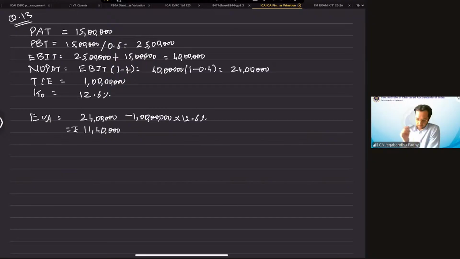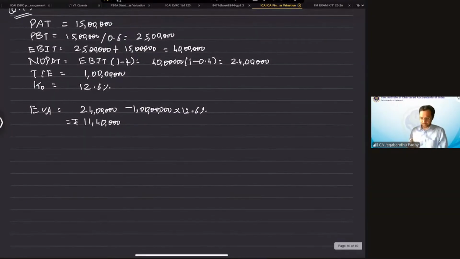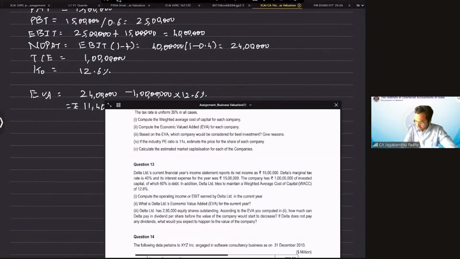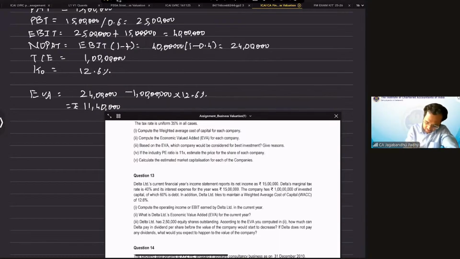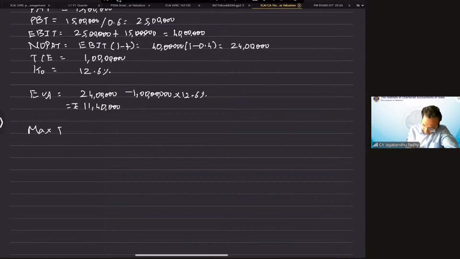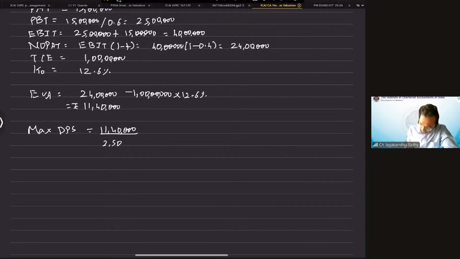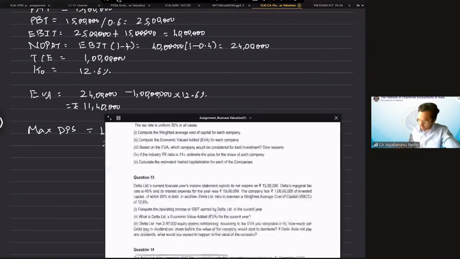So EVA is 11 lakh 40,000, guys. Now once you've got this EVA, the next part is if it has 2 lakh 50,000 shares, how much dividend can be paid per share? So max dividend per share will be 11 lakh 40,000 divided by 2 lakh 50,000 shares. 4.56. Max dividend that can be paid is 4.56.